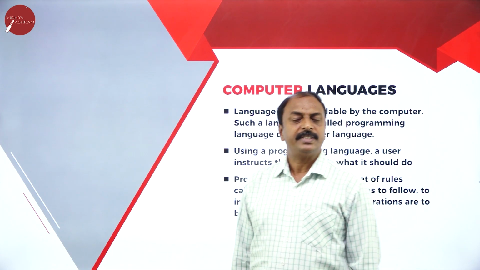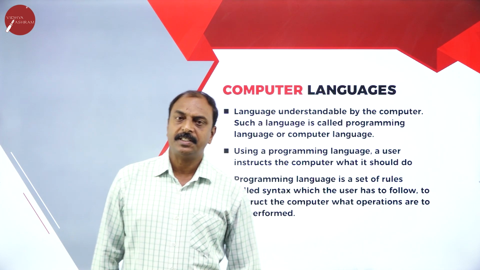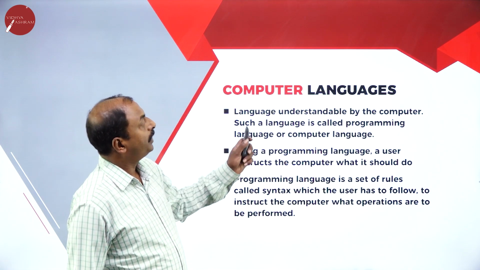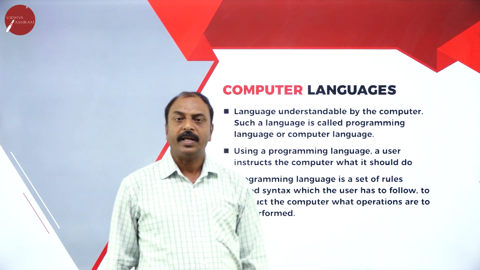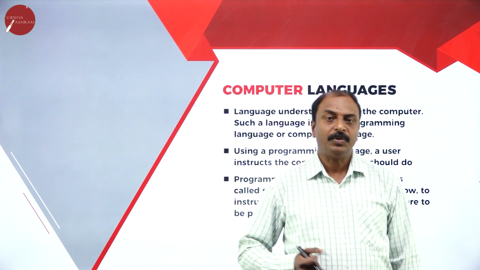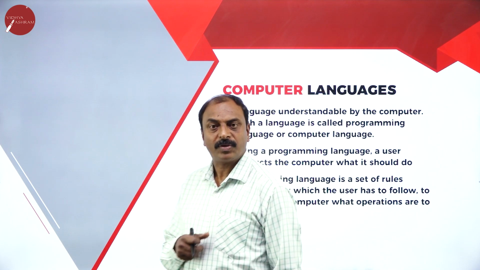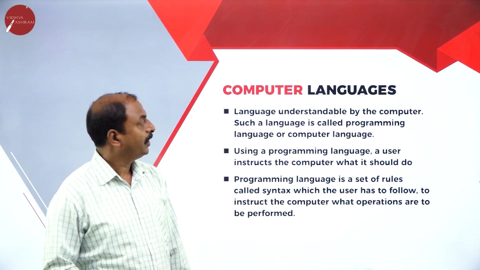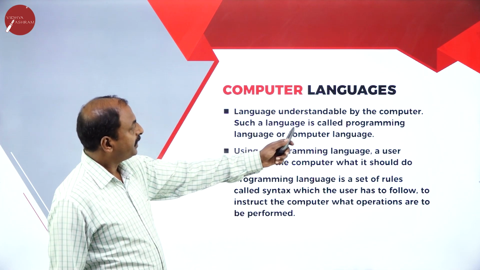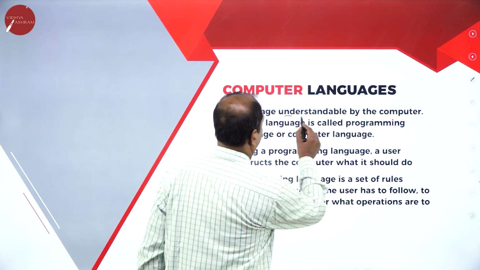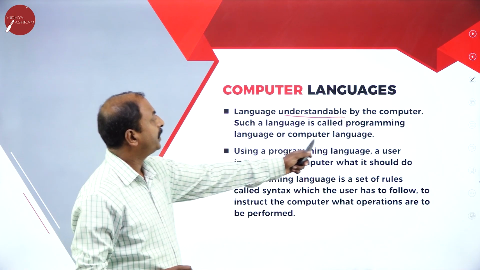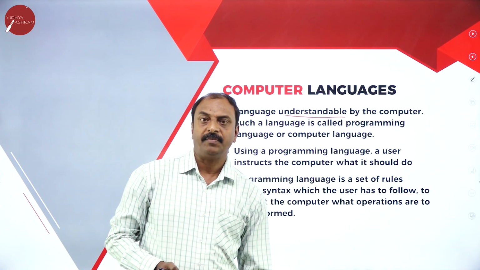In general, what is a language? A language is nothing but a medium of communication. So here, what is a computer language? Computer language is a language where we can communicate with the computer, or it is the medium of communication with the computer. So what is the definition of this? A language understandable by the computer. Such a language is called a computer language or programming language.